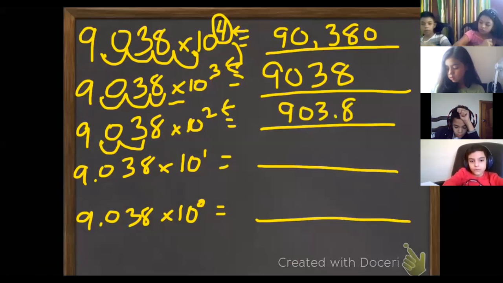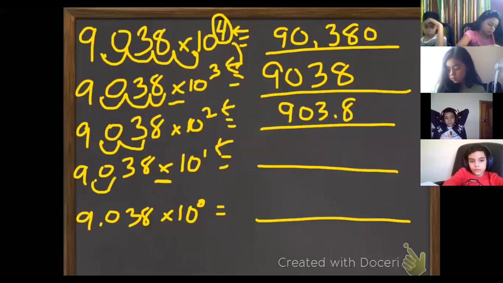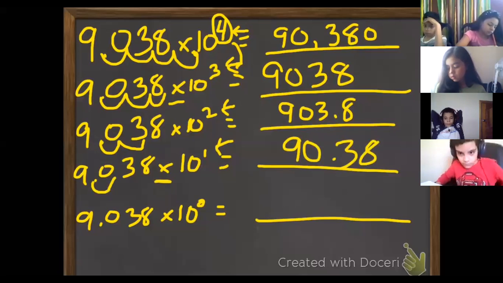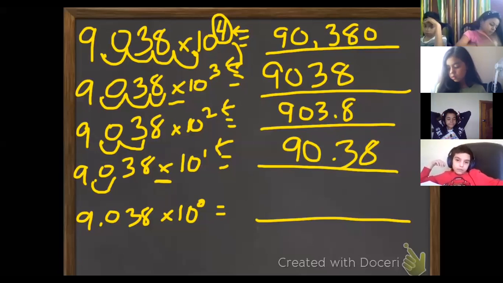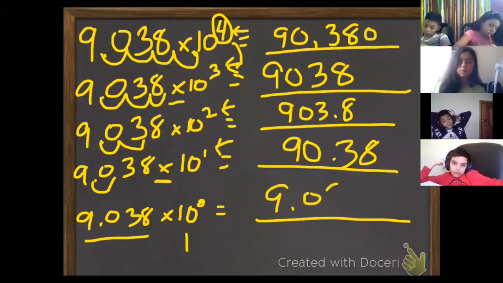Now we're down to 10 to the first, which is 1 power of 10. That 1 power of 10, because we're multiplying, is just 1 shift to the right, which gives us 90 and 38 hundredths. And then lastly, we know that 10 to the 0th is not a power of 10, actually, it's just 1. That leaves us with 9 and 38 thousandths times 1, which is 9 and 38 thousandths, no shift.